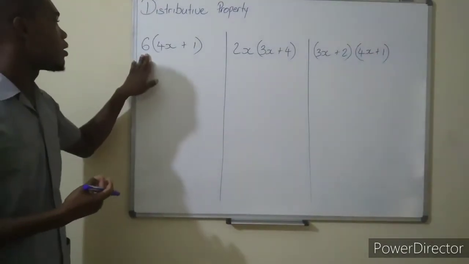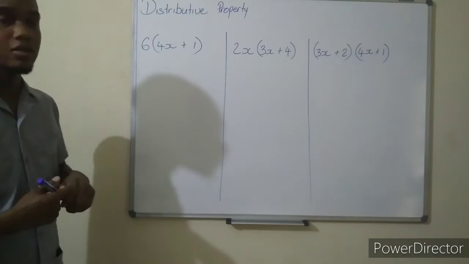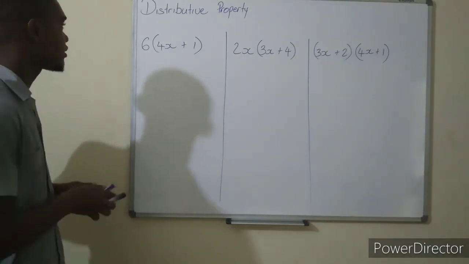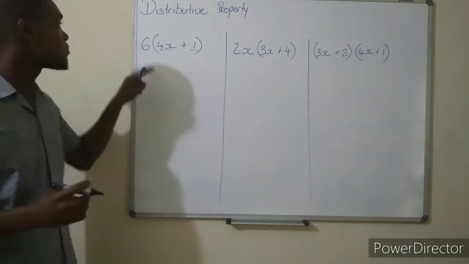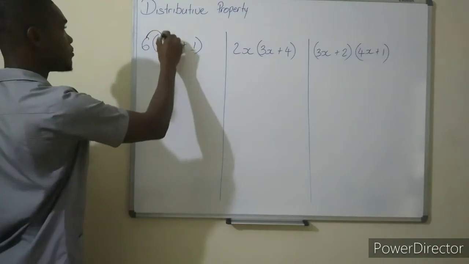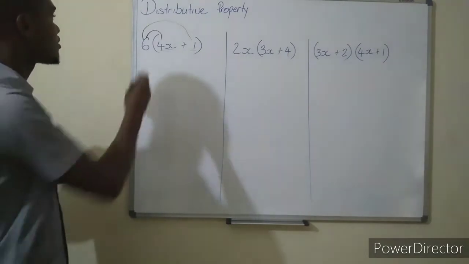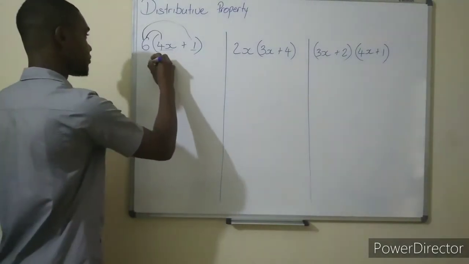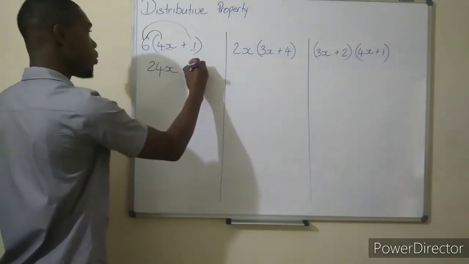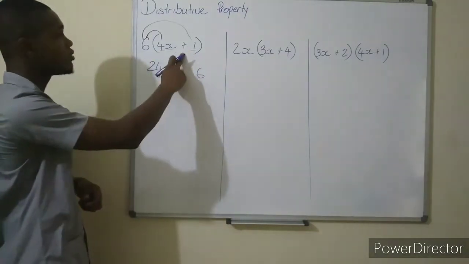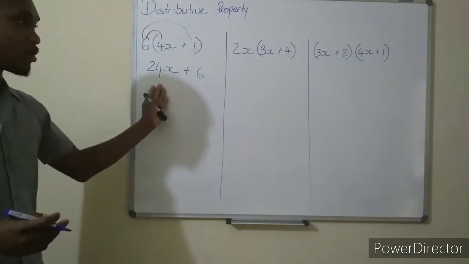The first example is with a basic number without any variable attached to it and the bracket. For this, it's just simply multiplying what's inside the bracket by what's on the outside. Both terms must be multiplied by what's outside. So it will be 6 multiplied by the 4x, and then 6 multiplied by the 1. So 6 times 4 gives you 24. Then you'll just put back your x, and 6 multiplied by 1 is 6. Whatever sign is between, you just put it back. And that's it for this type of example. This one is the simplest.